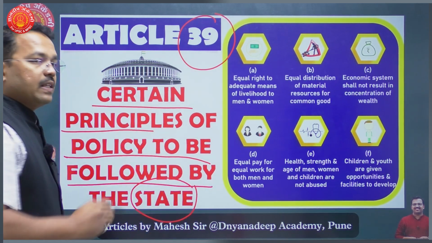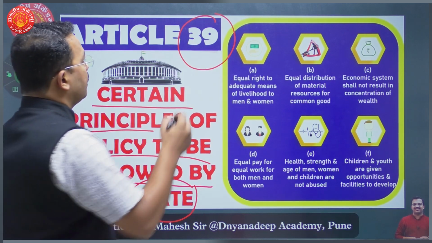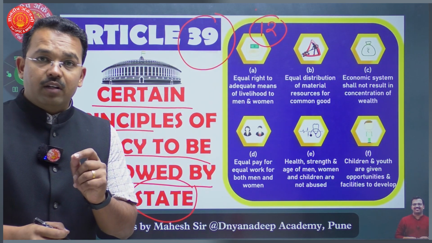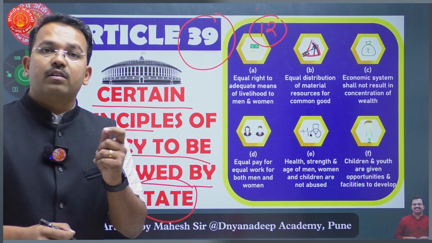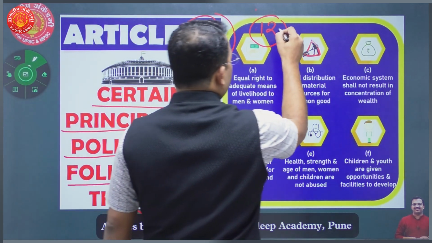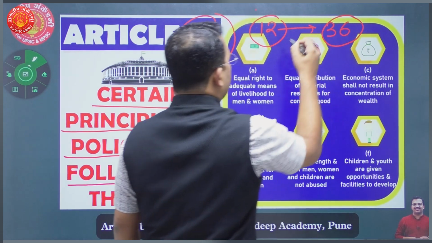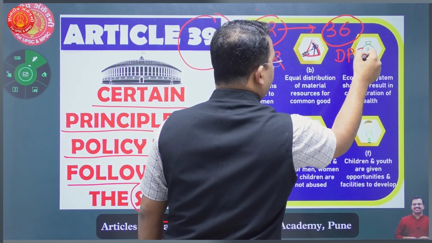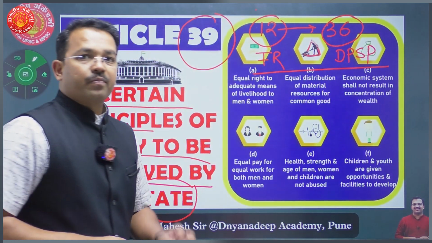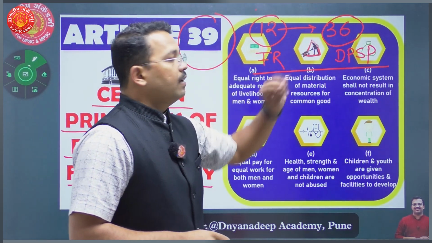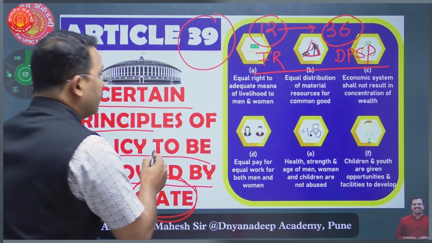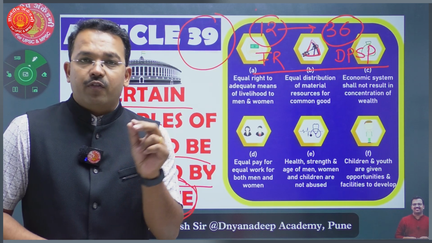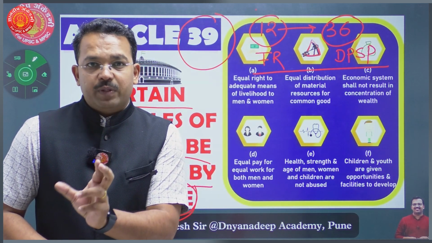Now here we have seen the definition of state in Article 12 of the Indian Constitution. The definition given in Article 12 regarding state should be used for Article 36 also. Basically, Article 12 is related with fundamental rights, and Article 36 is related with directive principles of state policy. So DPSP's Article 36 says that for the word state, the definition given in Article 12 should be used. So the definition of state for fundamental rights as well as DPSP is the same.